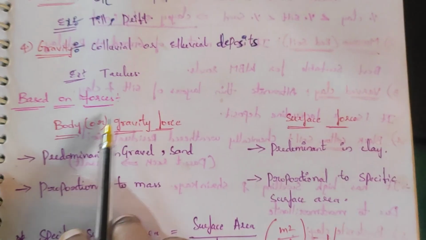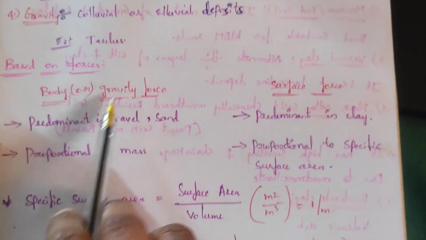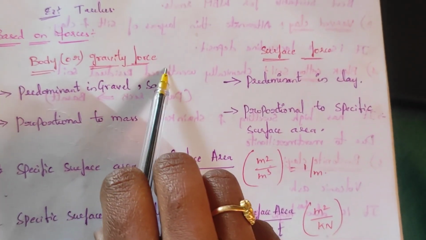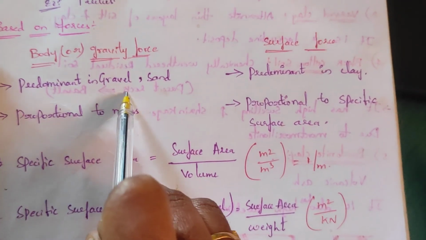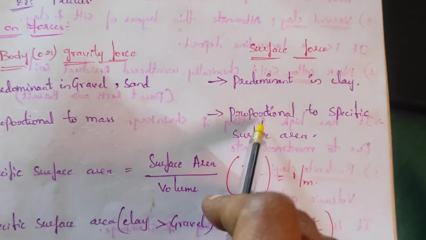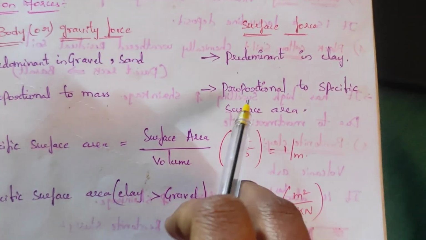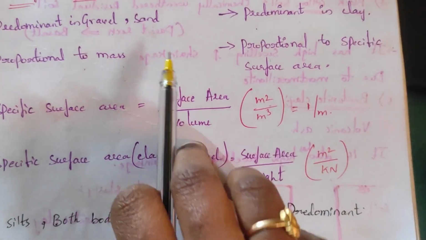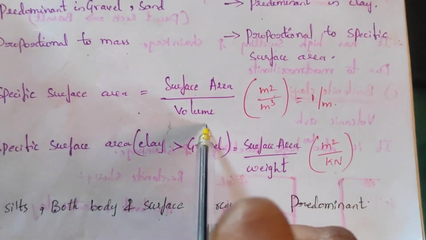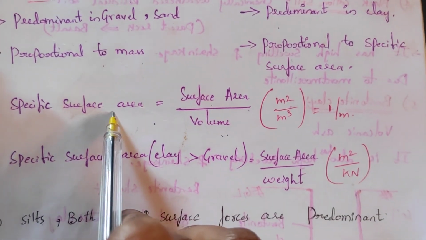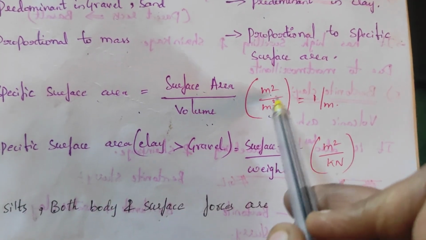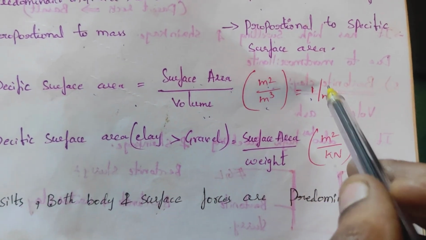So based on the forces, there is body or gravity force and surface force. First one, body or gravity force: these are predominant in gravel and sand, and proportional to the mass. Next one, surface force: these are predominant in clay and proportional to specific surface area. So what is specific surface area? Specific surface area means surface area by volume. Surface area units is meter square, volume units meter cube. So meter square gets cancelled, so it is equal to 1 by meter.